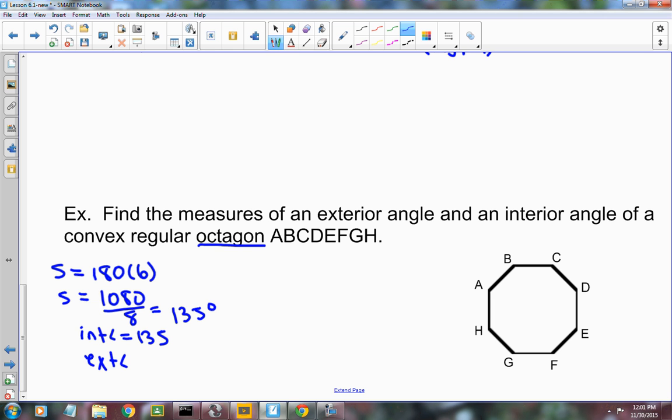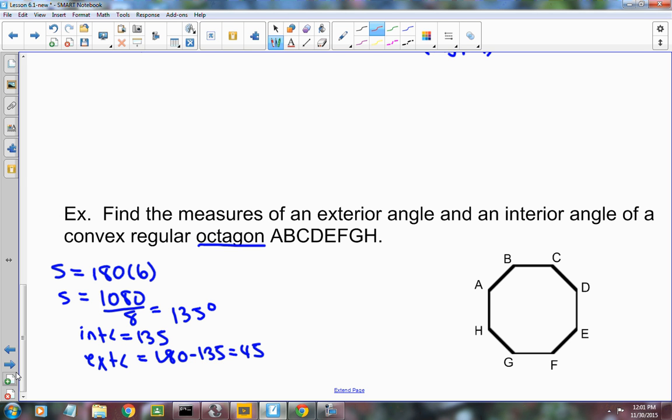How do I find my exterior angle then? 180 minus 135, which is 45. Okay, that's one way to do it. That's not my favorite way, but it definitely works. But I find the exterior angle first.